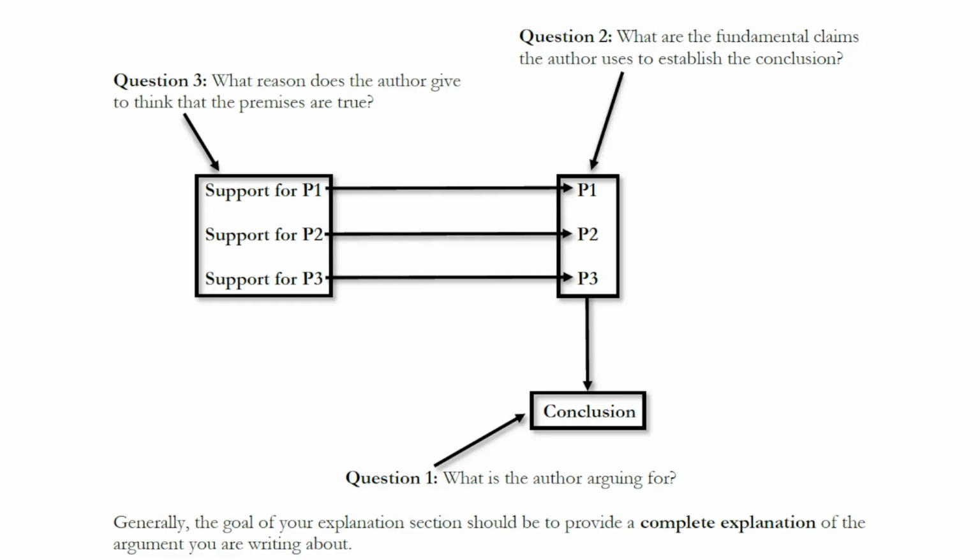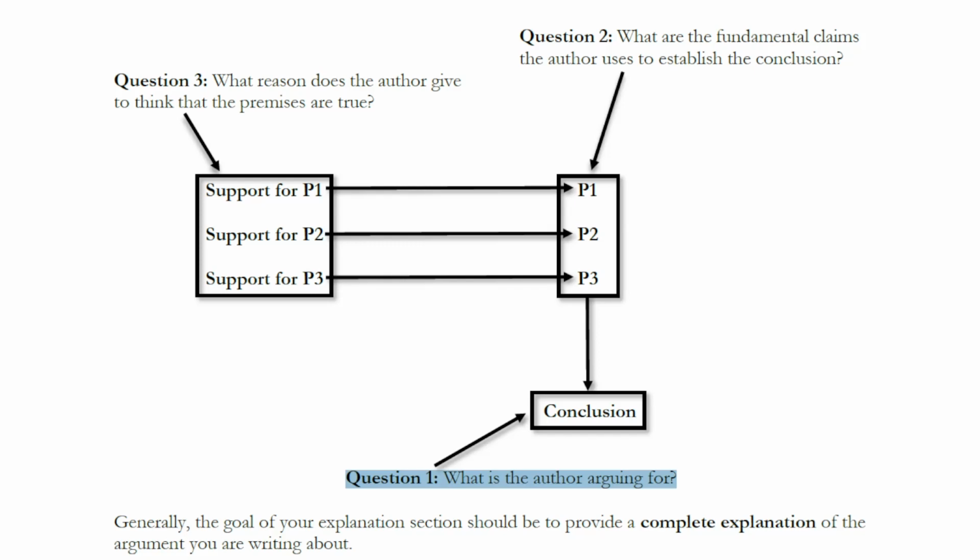In order to understand how to do this, we should begin with a broad view of what must be accomplished when explaining a philosophical argument. A complete explanation of a philosophical argument must answer three important questions. These questions and the relationship between them is displayed in the diagram on your screen. The first question is, what is the conclusion of the argument? What specific claim is the author arguing for?